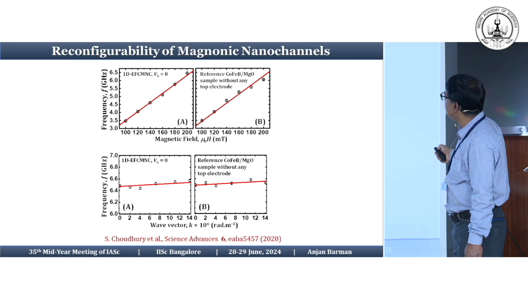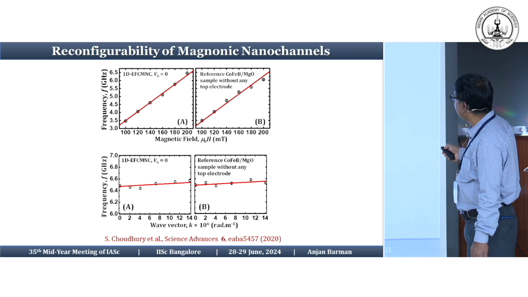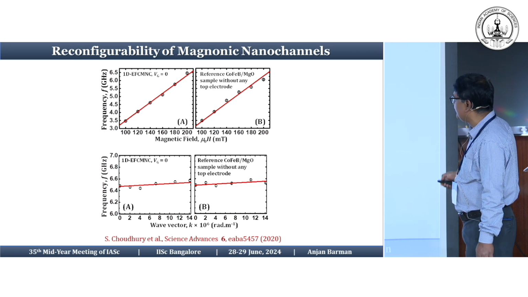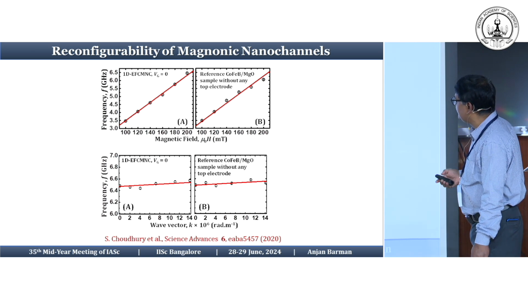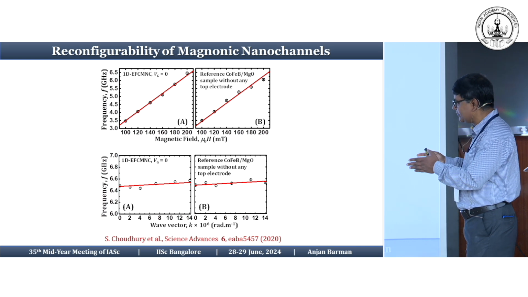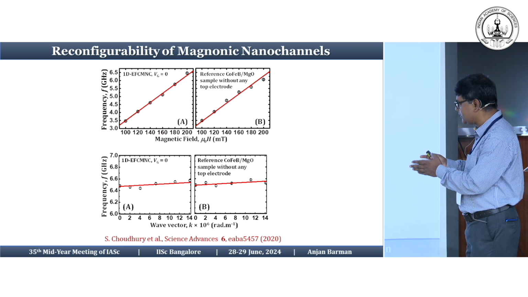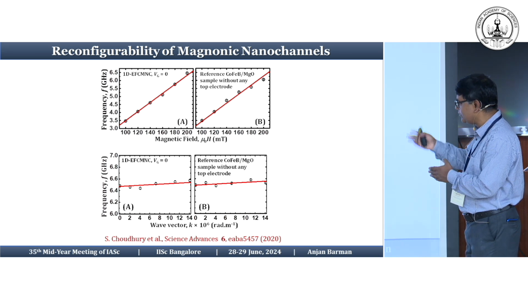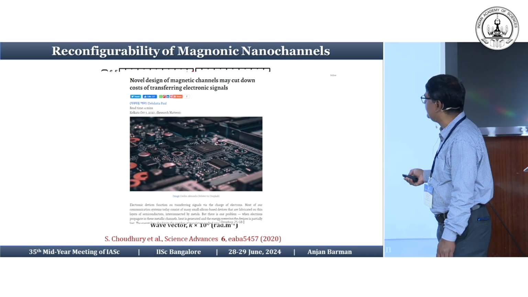So here I show further reconfigurability of the nanochannel. If I do not apply a voltage, I have a single mode. If I have only the reference CoFeB and MgO without any top electrode, I have a single mode, and these are the wave vector dependent frequency. So that gives the reconfigurability of these nanochannels, and this will give rise to the parallel processing of modes for classical and also quantum computing, because the magnon-magnon coupled hybrid modes can coherently propagate over a long distance on chip and give rise to a quantum computing platform.